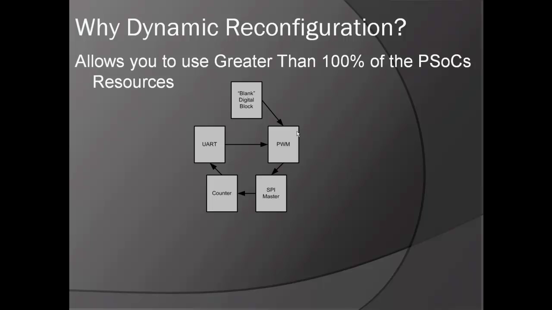Say for example, you created a design and you only had one digital block left, but still needed to implement 4 more digital functions. If these digital functions occur at different times, this can easily be accomplished by dynamic reconfiguration. For example, say you need to drive a buzzer with a PWM. You will most likely only need to drive the buzzer for a short amount of time and won't need it always on.